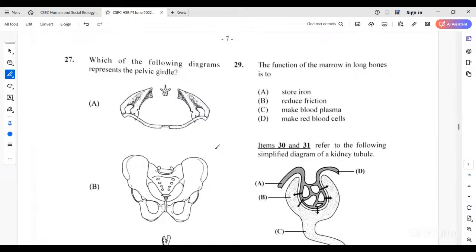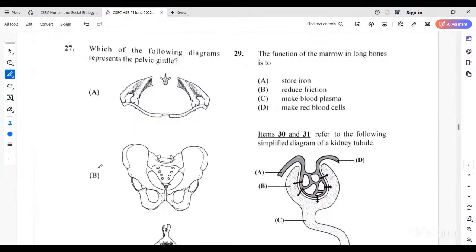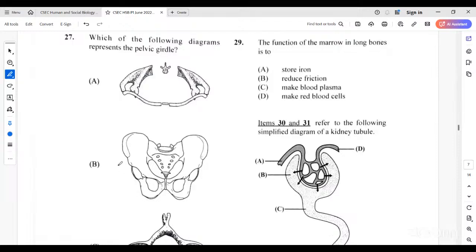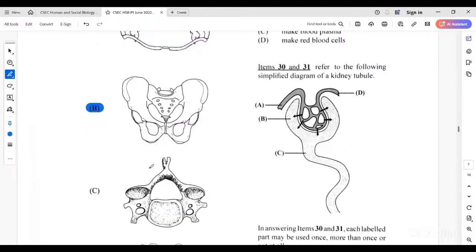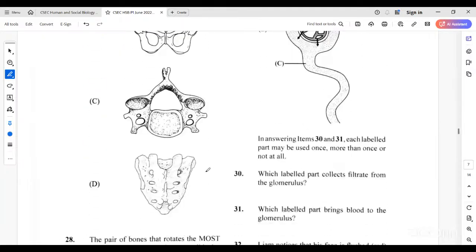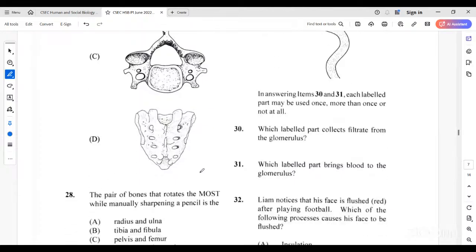27, we are looking for a diagram that represents the pelvic girdle. A, you could see the collarbone here, the clavicle right here. B, yes, we see the whole pelvic girdle, the whole lump there. So we know that's the answer. We see a vertebrae and we see the bones going down into the coccyx down here in D.